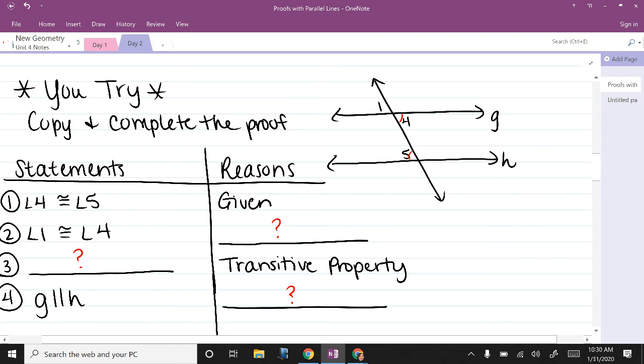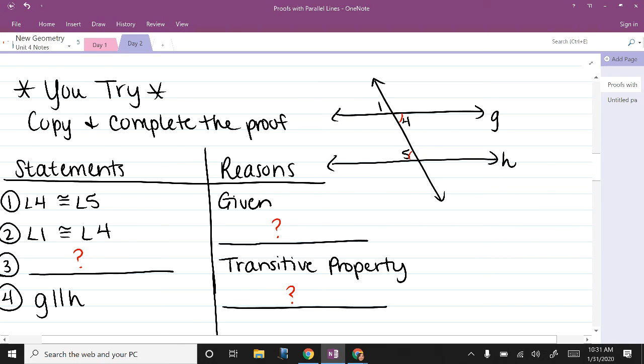All right, they didn't tell you the given and the proof, but since it's filled out in the table, they gave you angle 4 is congruent to angle 5, and you're obviously trying to prove G is parallel to H, correct? So we know our last statement has to be a converse theorem, right? Angle 4 is congruent to angle 5, those are given, and I've already got a mark there. Now it says angle 1 is congruent to angle 4.